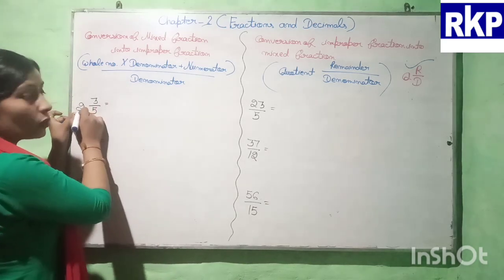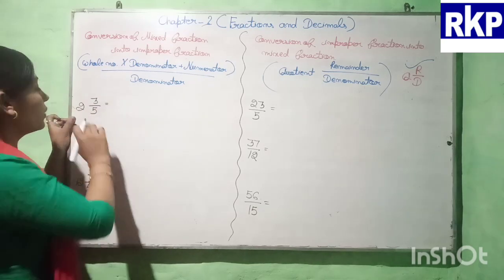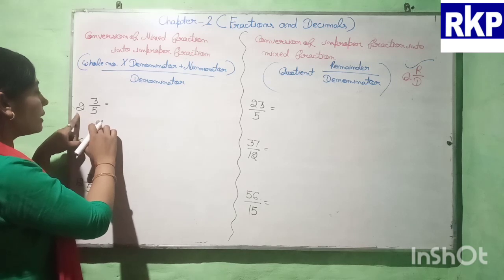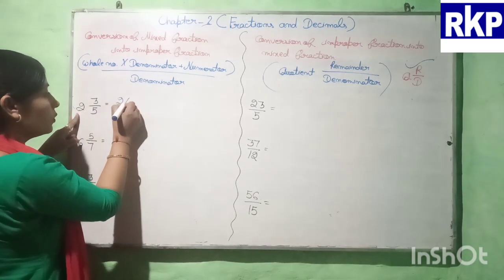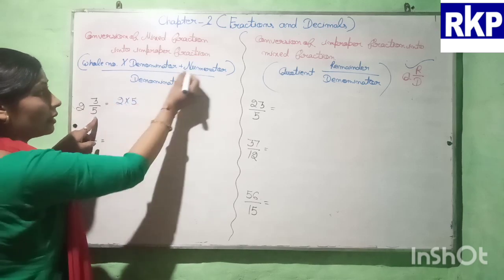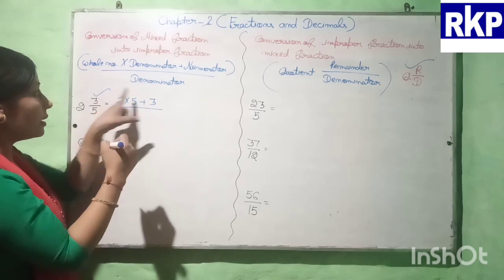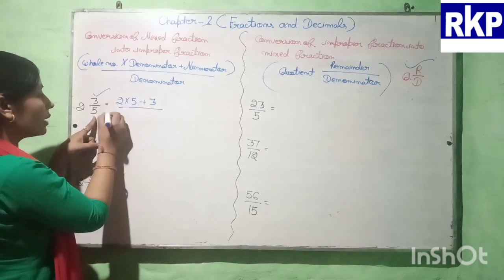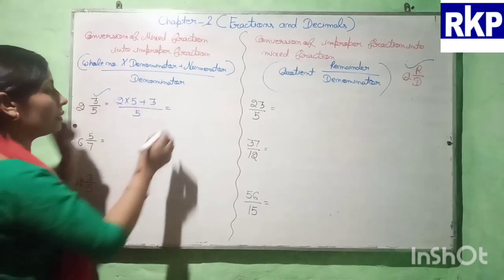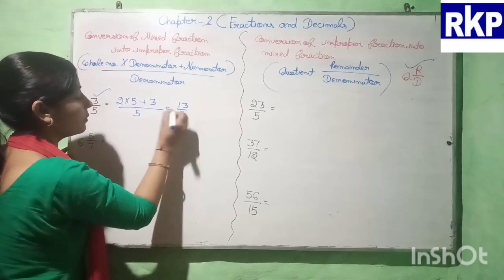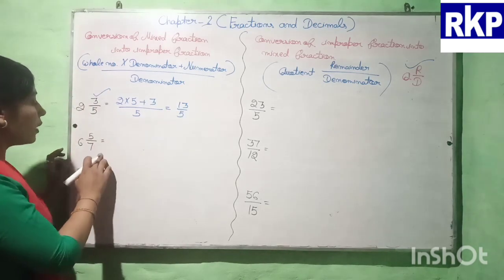First, here 2 is the whole number part and 3/5 is the fractional part. So what we will do? We have to multiply this whole number with the denominator, meaning 2 with 5, and then add the numerator, add this 3, and as the denominator we have to write this denominator as it is. So 2 5s are 10, 10 and 3 will give us 13. So 13/5 will be the improper fraction, will be the answer. Now let us see next.